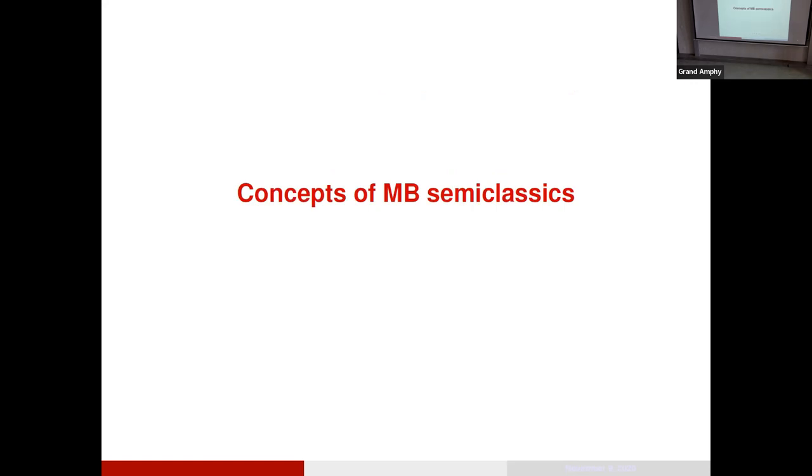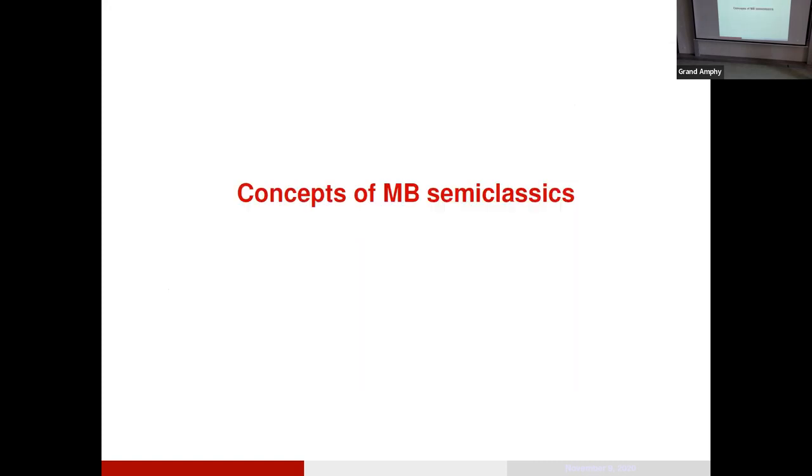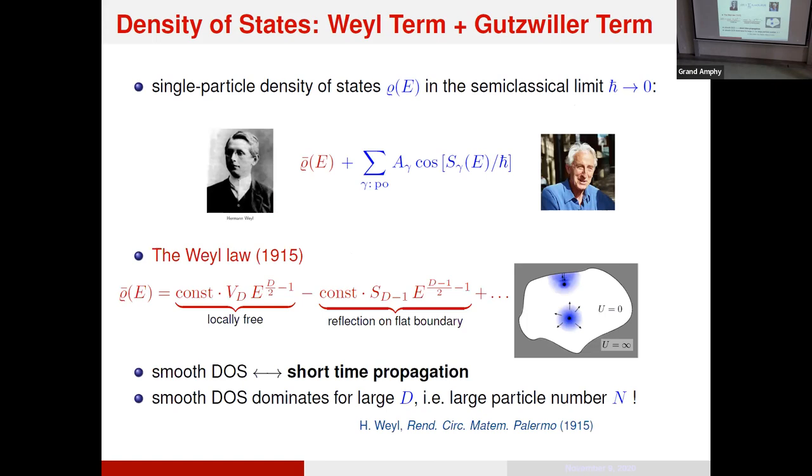Now, we would like to get to the other direction. And for this, I also show one transparency from yesterday. What I have plotted there is, on the one hand, the number of particles from one to many, roughly. And the horizontal direction was this classical parameter, the ratio between action S and h bar. This is the one that enters here, for instance.